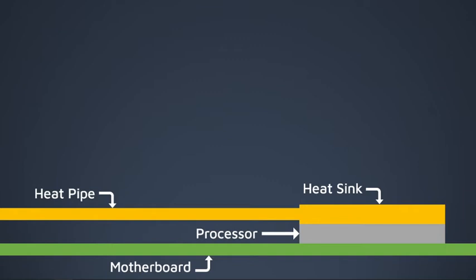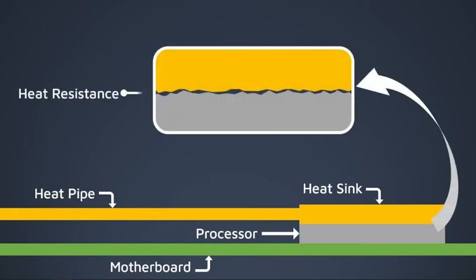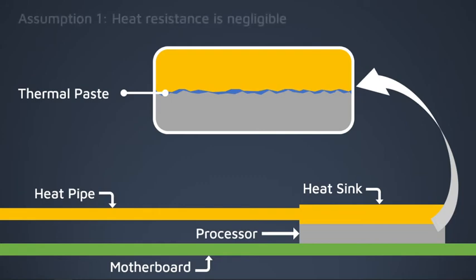However, if we zoom in between the heatsink and processor, we'll see that there's a thermal resistance, which is the gaps between them, and this decreases the performance of the heat transfer. Therefore, manufacturers usually fill the gap with thermal paste, which decreases the thermal resistance. If it's low enough, we can neglect it, and that's our first assumption.